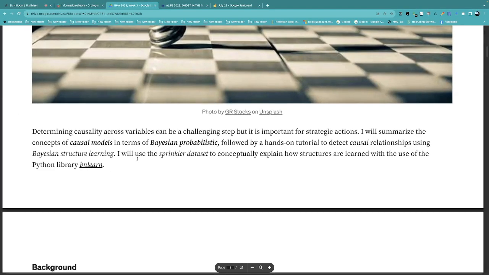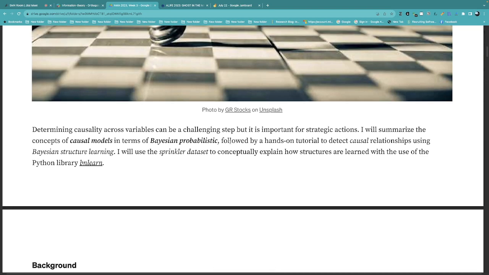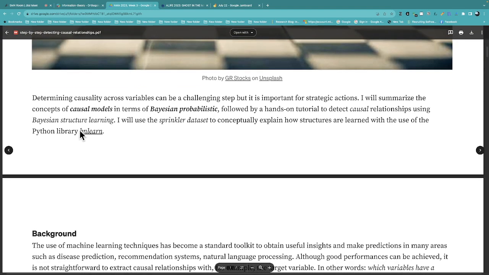So this article talks about determining causality across variables. I will summarize the concept of causal models in terms of Bayesian probabilistic, which means they're using a Bayesian approach, followed by a hands-on tutorial to detect causal relationships using Bayesian structure learning. So this is a Python library, bnlearn, that he's using for this.